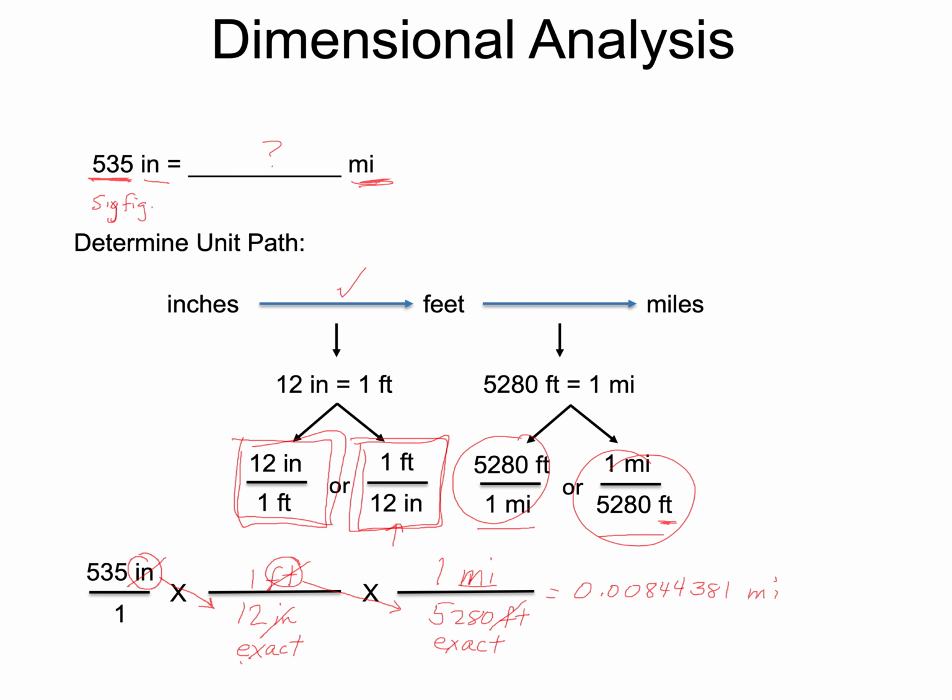So we look at the 535, and it turns out there are 3 sig figs in that, so we need to have 3 sig figs in our ending number. We'll use our 3 to round our 4, which it won't round up, it'll stay there. So our actual ending value will be 0.00844 miles. And that is how you do dimensional analysis. I'm going to do a few more examples. If you want to follow along with these examples, that'd be great. They're a little bit more complicated.